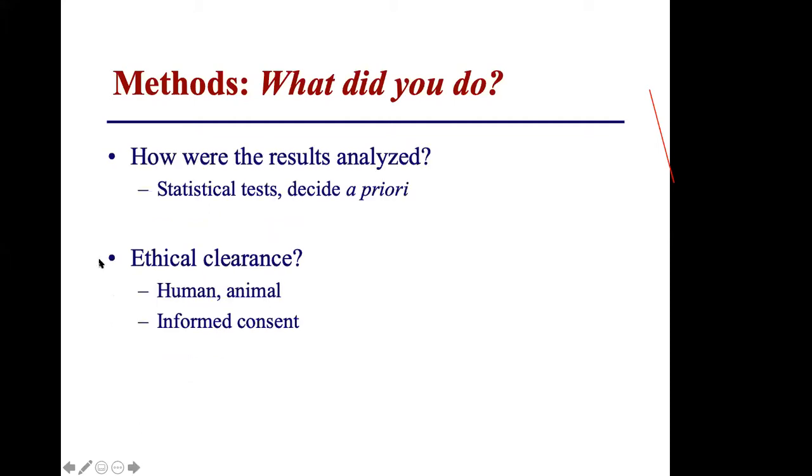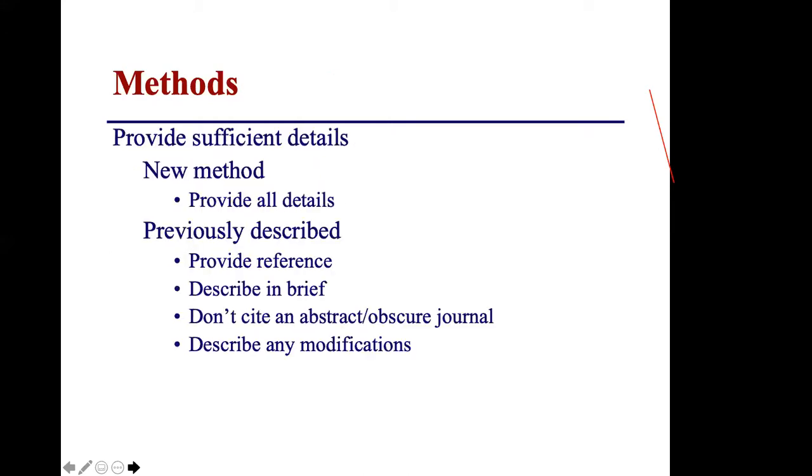We also need to tell people, how did we analyze our results? Did we just decide a statistical test a priori, or did we decide to do whatever we wanted to as we went along? In today's day and age, we need to provide ethical clearance. Did we have ethical clearance? And we need to provide evidence of the fact that we had ethical clearance, irrespective of the study being done on humans or on animals, and was informed consent taken from the patients who were involved in the study.